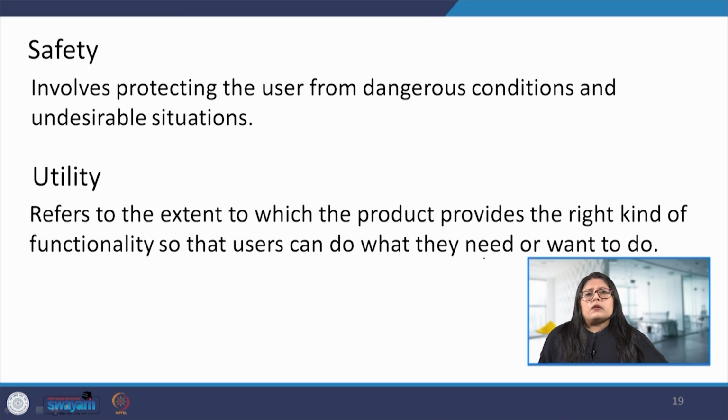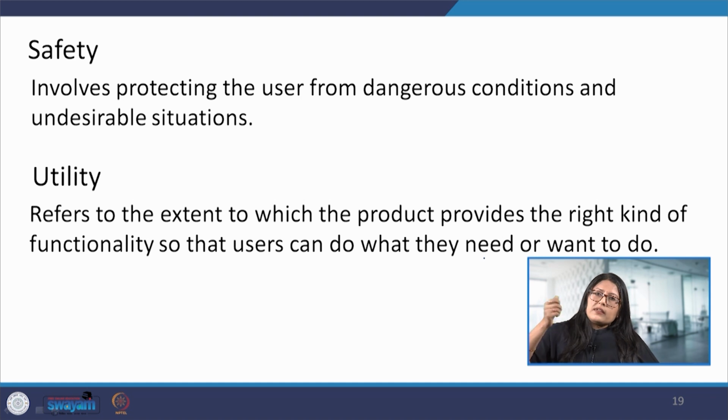Utility is the extent to which the product provides the right kind of functionality so that users can do what they need or want to do. Is it a utilitarian product or not? Does it provide an appropriate set of functions that will enable users to carry out all of their tasks? For example, if I am used to making sketches on a notebook, but now I am upgrading to, say, a digital platform.